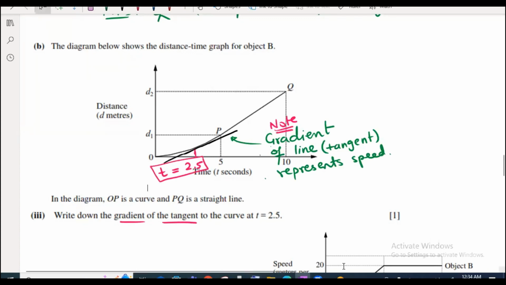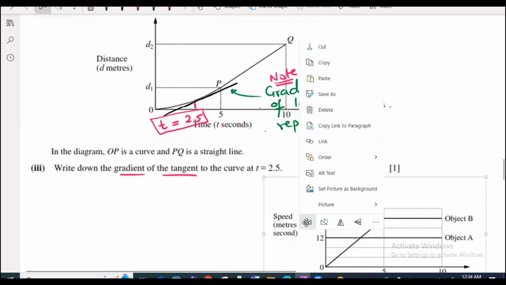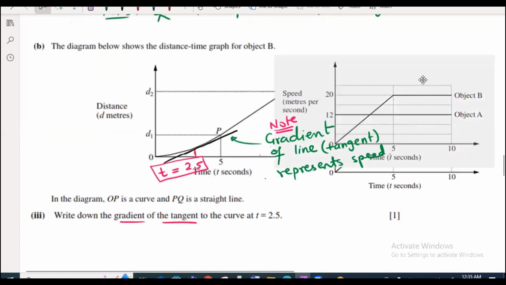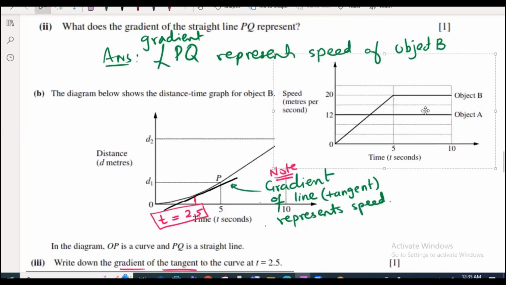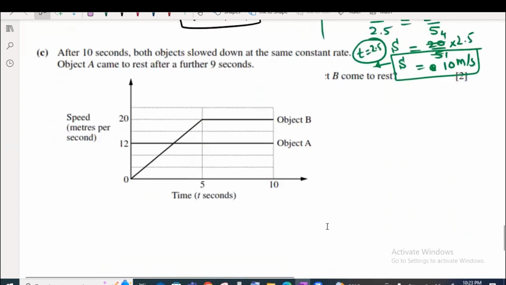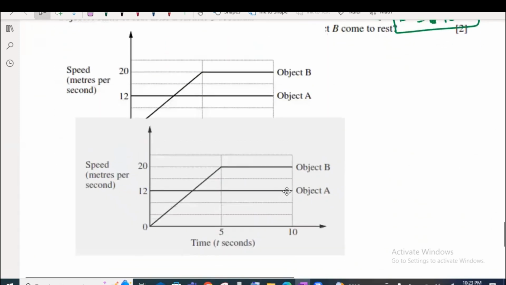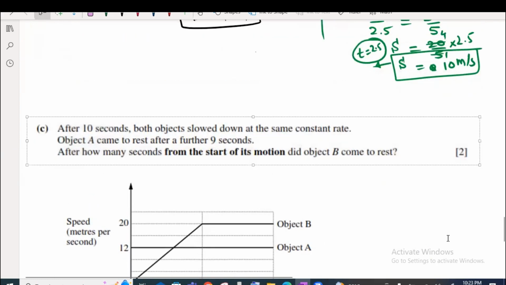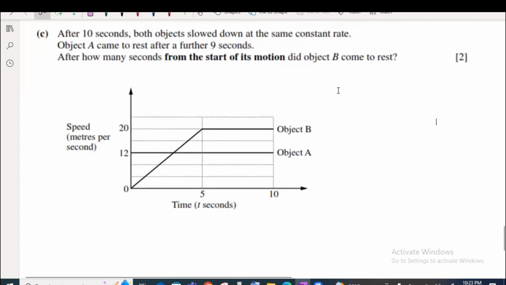To find the speed, we have to take the original figure here. This is the original diagram, and we move on to part C. First I adjust the diagram here. This is part C for this question. After 10 seconds, both objects slow down at the same constant rate. Slowing down means speed is continuously decreasing. So the line will be this for object A.